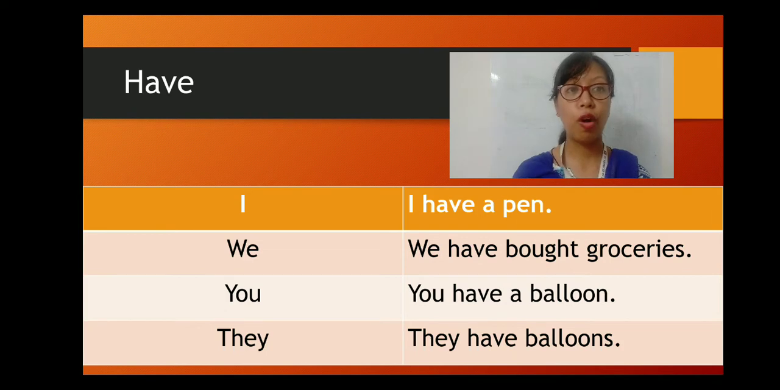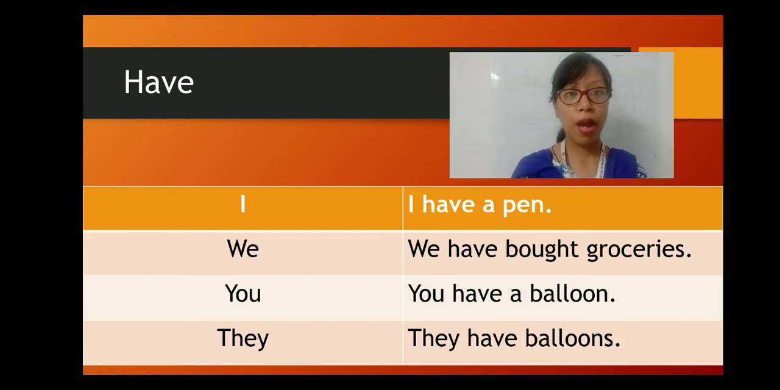We have bought groceries. So we is a plural noun. So we have bought groceries. You have a balloon. As you is a singular, so we will be using only one balloon. You have a balloon. Now they have balloons, and now they is a plural, so there will be more than one balloon, so it will be they have balloons.